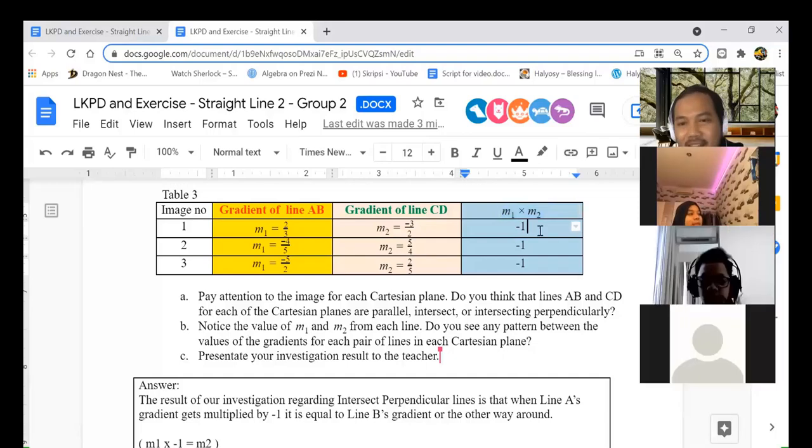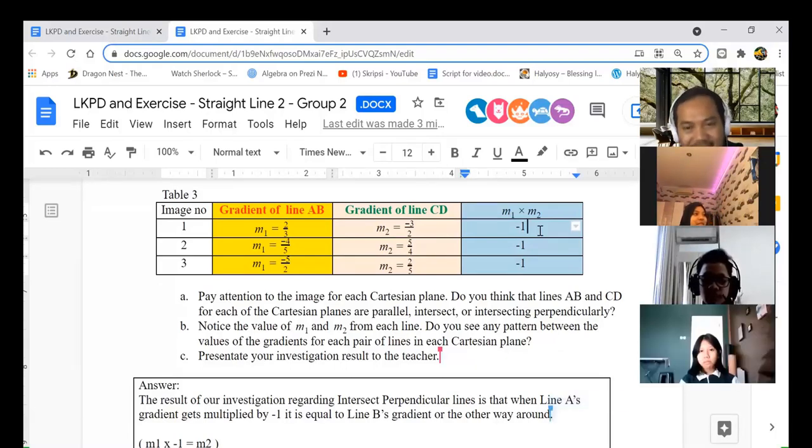So what do you get? It's the gradient of line A multiplied by the gradient of line B. Yes, there we go. So the sentence should be: if you multiply the first gradient with the second gradient, what happens? It will be equal to -1. Yes, there we go.